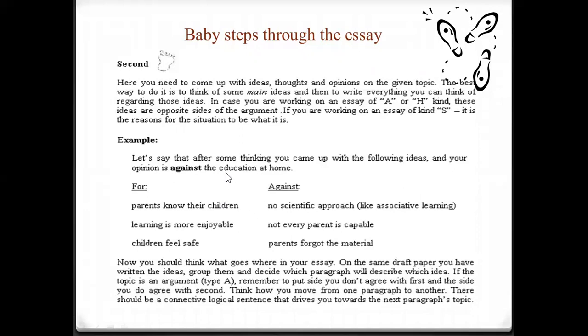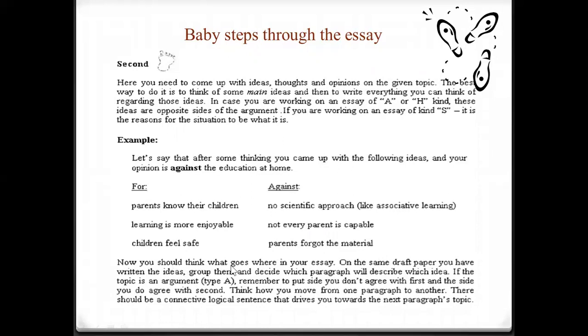Okay. If you are in favor of education at home, you're going to list as following: parents know their children, learning is more enjoyable, children feel safe. If you are against education at home, you're going to list your key points as: no scientific approach like associative learning, the second one as not every parent is capable, and the third one as parents forgot the material.